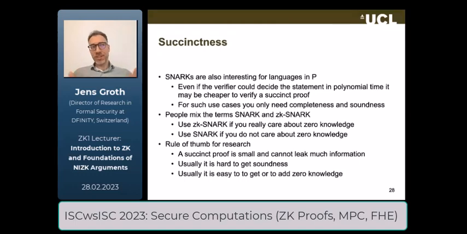One thing that's interesting with these succinct proofs is it does point a little towards, when you do research in zero knowledge proofs, what is easy and what's not easy, right? A succinct proof is really small. It's only a few bits. So it can, just information theoretically, not leak so much information about the witness. So usually what's really hard to get is soundness, because you have to get soundness from just a few bits.